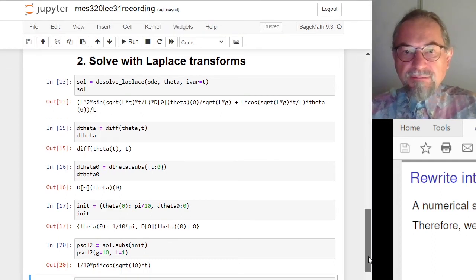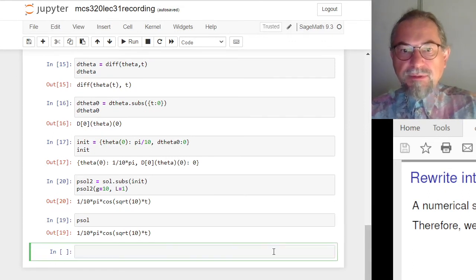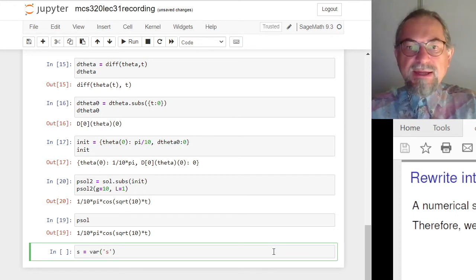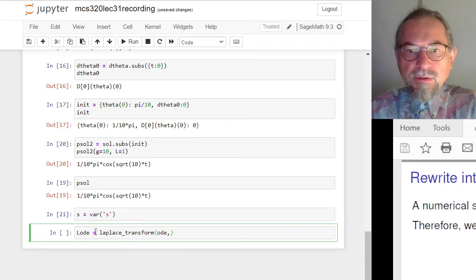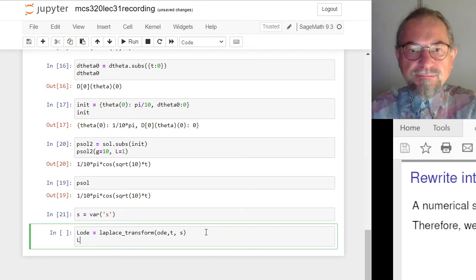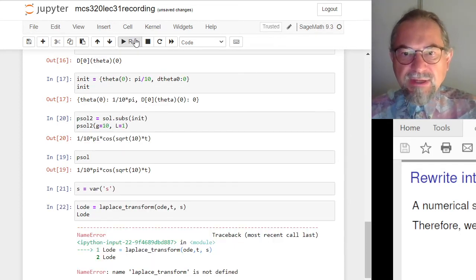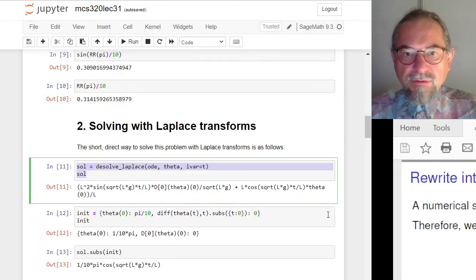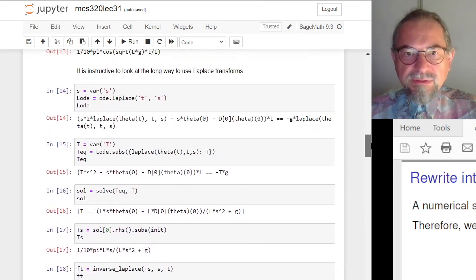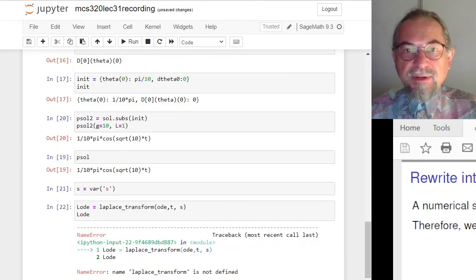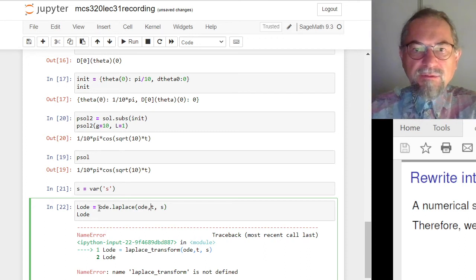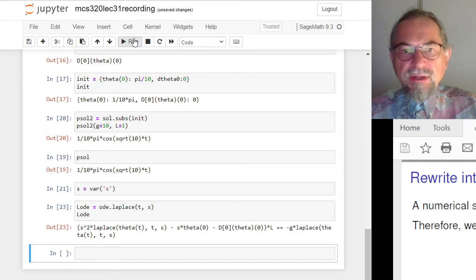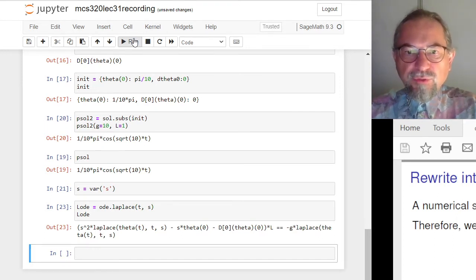Okay, let me do this now via the Laplace transform. So I'm going to introduce a new variable, s, and I'm going to do the Laplace transform of the ODE, where I'm going from t to s. If I remember correctly, then this should be the syntax. But the Laplace transform is not defined in the way that I thought it was. So it's simply Laplace. So it's a method that I can apply to the ODE, and the two parameters are the symbols, the symbol that I use for time, and the symbol then that I use for the new variable s.